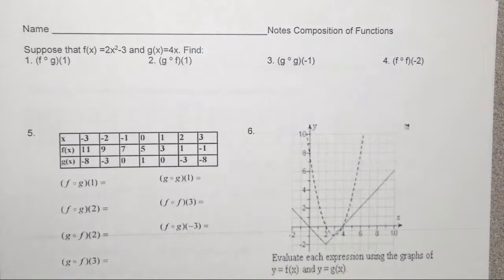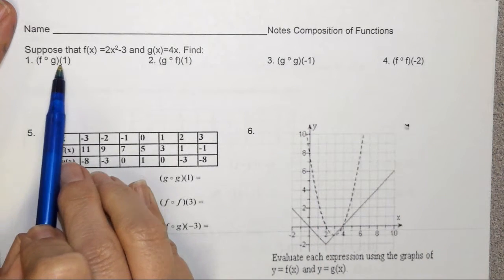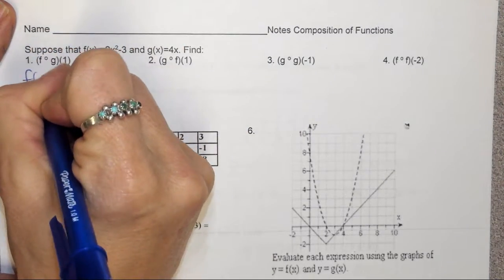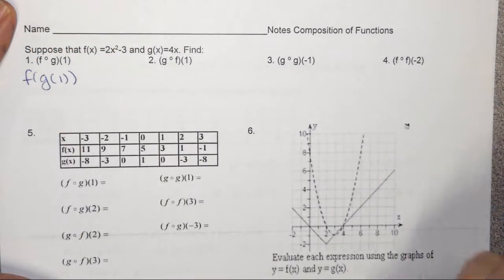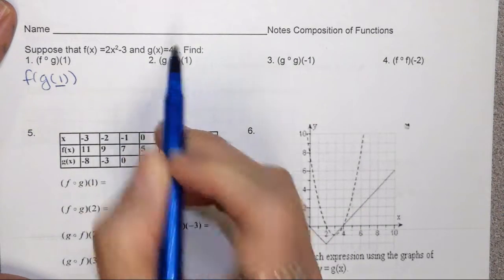Alright, so this video is for if you missed school last Friday or this Tuesday, so that you can learn how to do a composition of functions. The first one says f composite g at 1. What that means is f of g of 1. So you're going to take 1 and plug it into the g function.